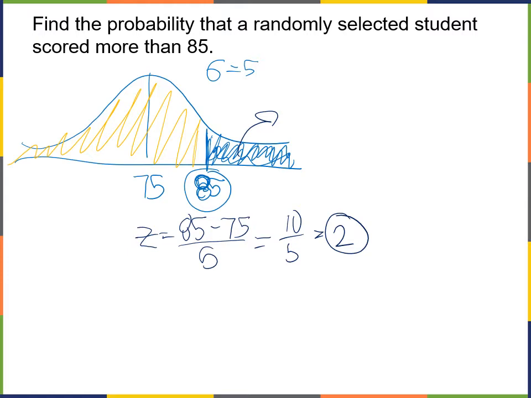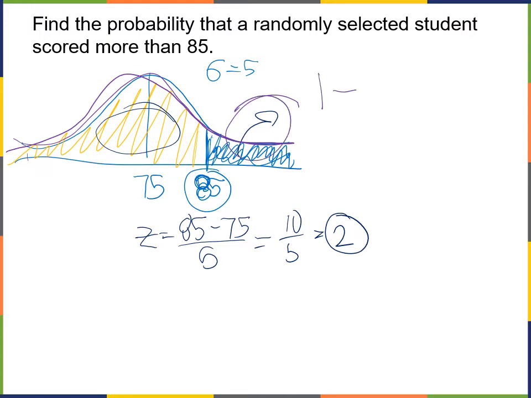The table will tell me how much fits here. Okay? But knowing that the entire area is 1, this entire area here should be equal to 1, this area can be found by doing 1 minus the yellow, the area to the left. I write yellow because that's what I colored it in as over here. But 1 minus that yellow, the area to the left, should give me the area to the right.